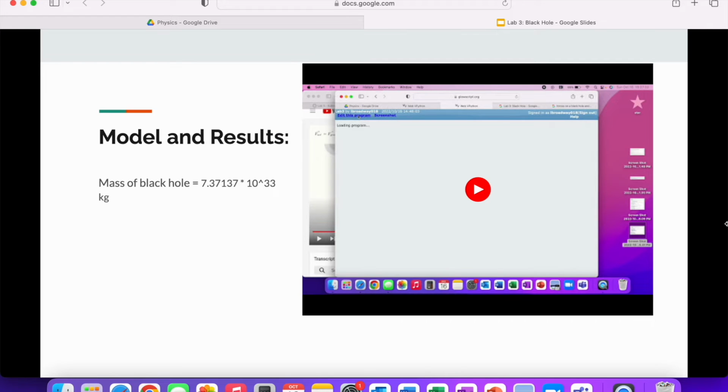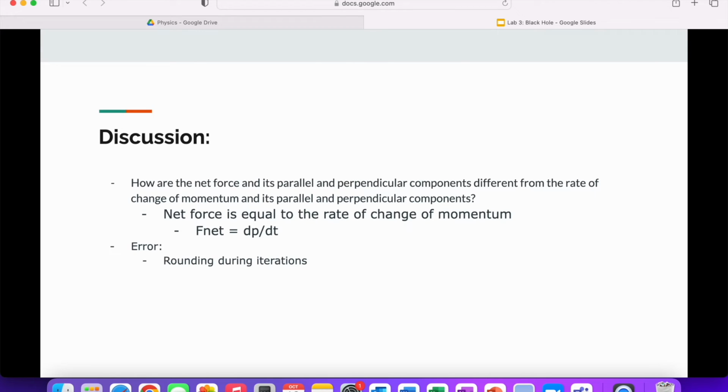Finally, the mass of the black hole was found to be 7.37137 times 10 to the 33 kilograms. So how are the net force and the change in momentum different? They're the same. Net force is equal to the rate of change of momentum, given by Newton's second law that F net is equal to dP over dt. Some sources of error for this lab could be rounding during each iteration, which would impact the final result for the mass of the black hole.